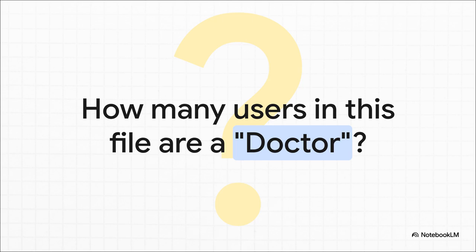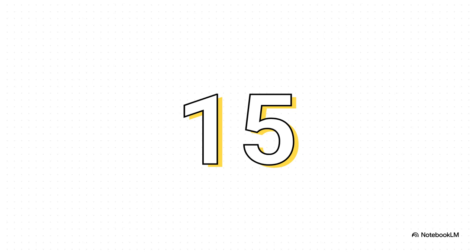Let's say we have this huge file of user data, and the question is simple. How many of the users in this file are a doctor? 15. That's it. This shows off the power of the C flag. Instead of printing all 15 lines and flooding your screen, grep -c just gives you the count. Imagine how fast you can run analysis on massive log files with this. You get answers in seconds.